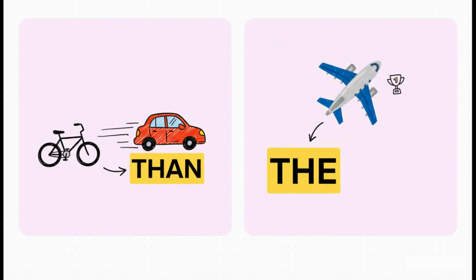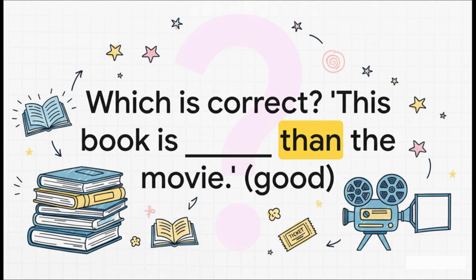When you use a comparative, you need the word than to link the two things you're comparing. Like a car is faster than a bicycle. And when you use a superlative, you almost always need the in front of it. A plane is the fastest. Don't forget those two. All right, you ready for a quick pop quiz?